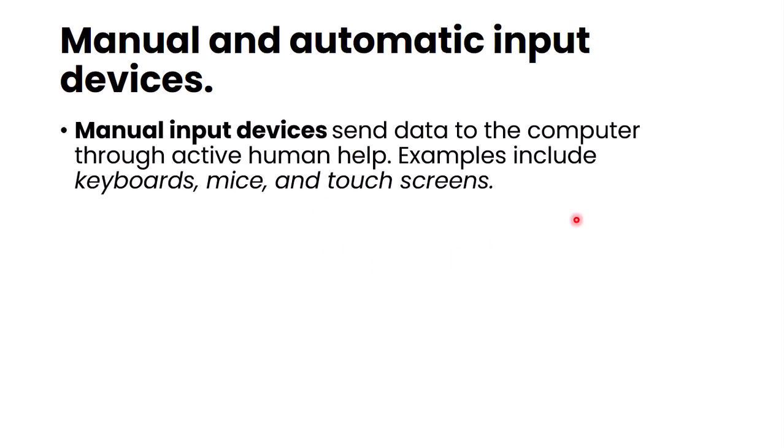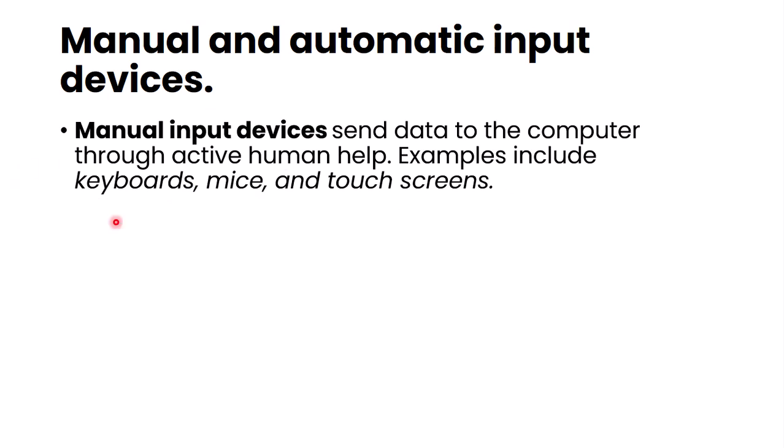I say manual input device. What does it mean? Manual input devices send data to the computer through active human help. So we have someone pressing some keys, pressing some buttons, using the hand to press something. It requires that human beings will be doing something, either they are touching something, pressing something, or striking some keys. Examples of manual input devices are the keyboards, the mice, and then the touch screens.